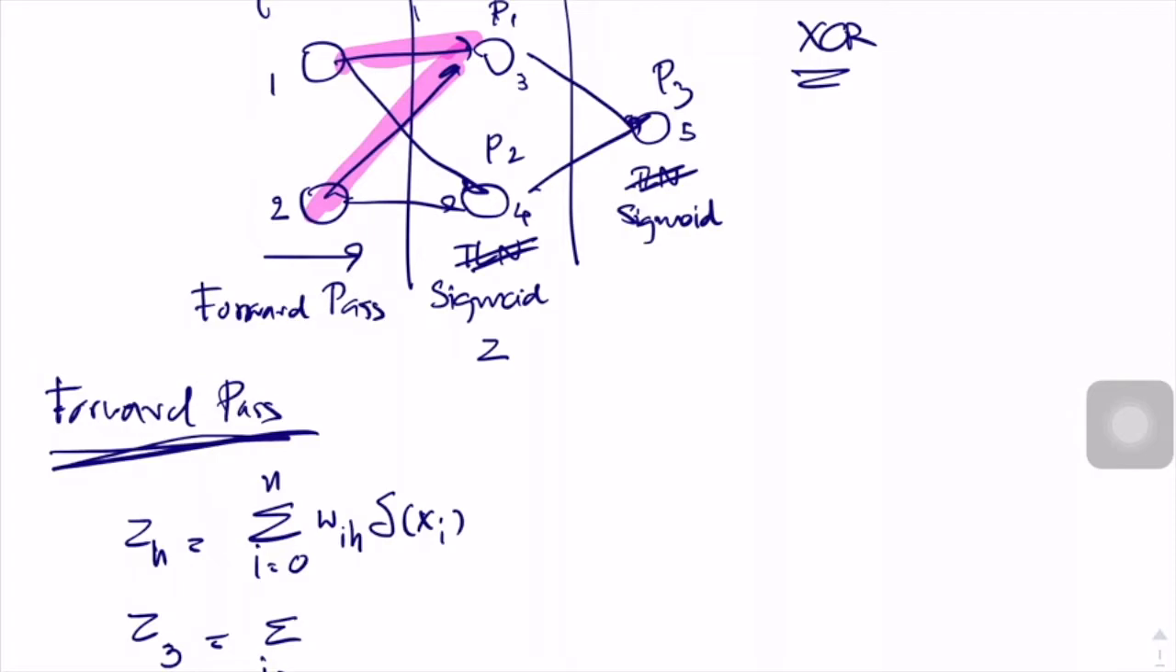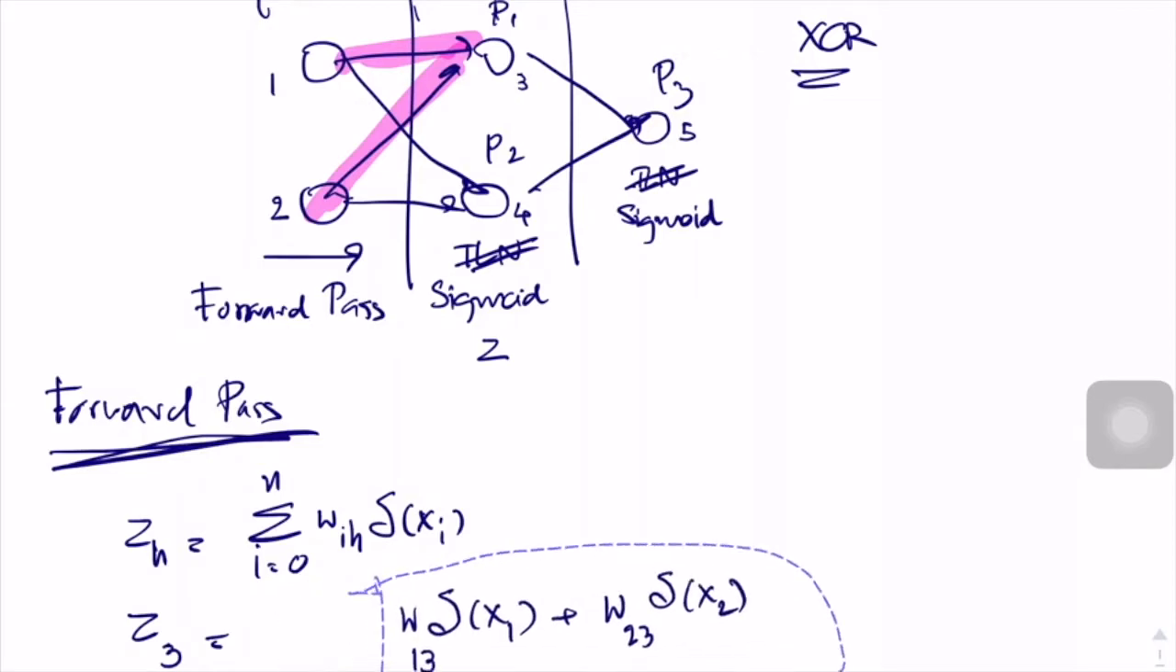w_ih, that is w13. Look at this, w13 and w23 times x1 and x2. So look at this. The signal function of x1 is the input, and we multiply it by w13, and then plus w23 times the signal of x2. This will be the notation that we will use.